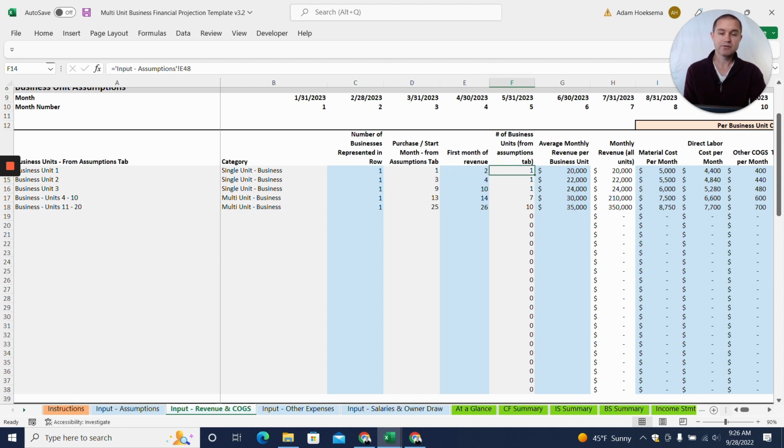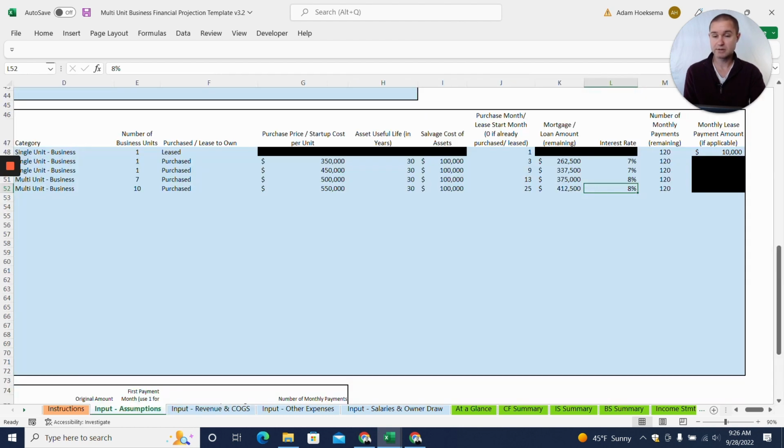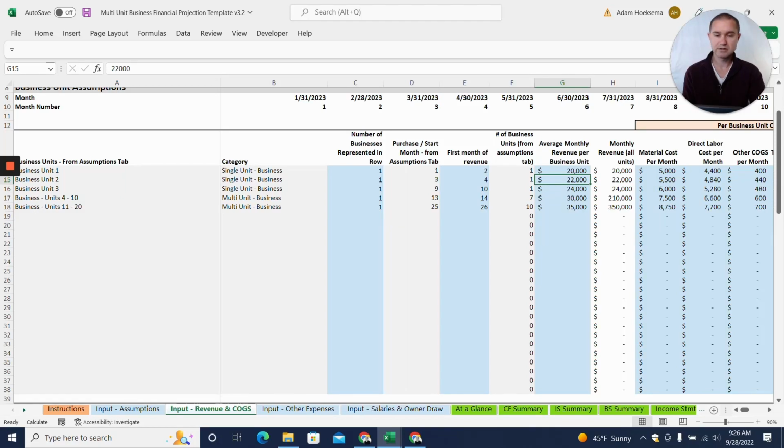And then these are the number of units, as we talked about. And here's the average monthly revenue per business unit. So we're saying the first unit we took on makes $20,000 a month in revenue. That probably doesn't make a whole lot of sense because we were paying a $10,000 monthly lease, so I'm going to change that. Say this is a very small vet clinic and we're going to lease to own it for $3,000 a month. That probably makes a lot more sense.